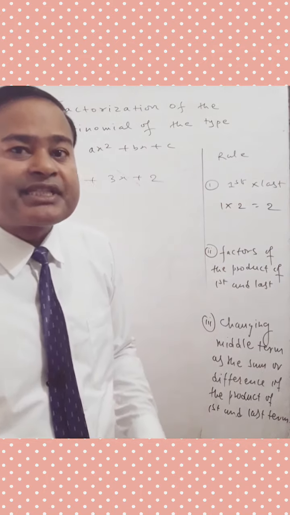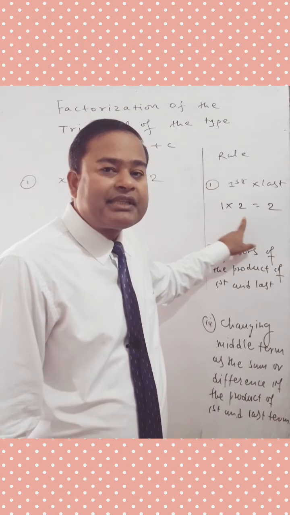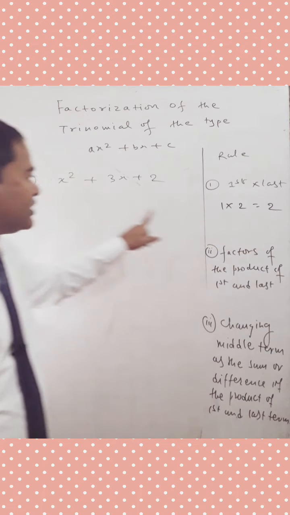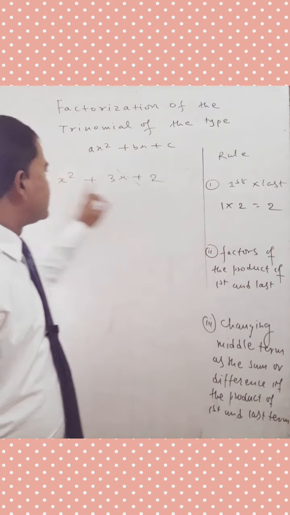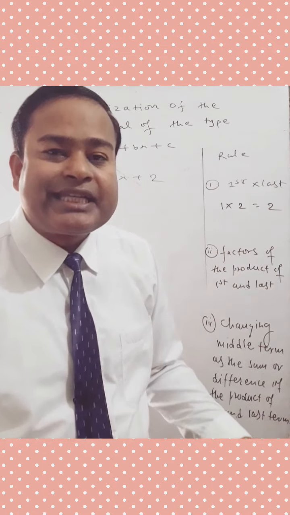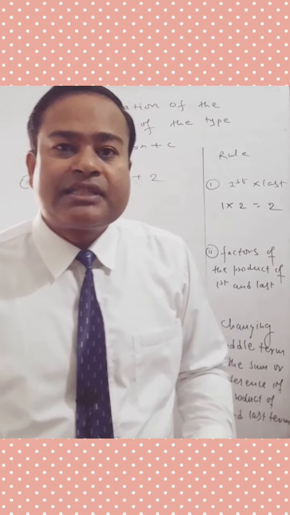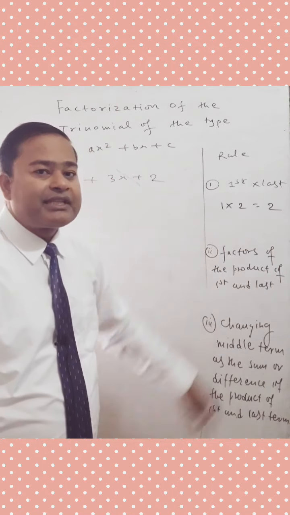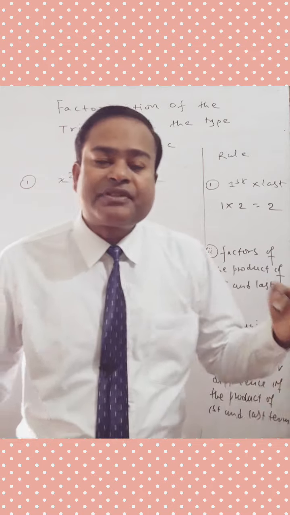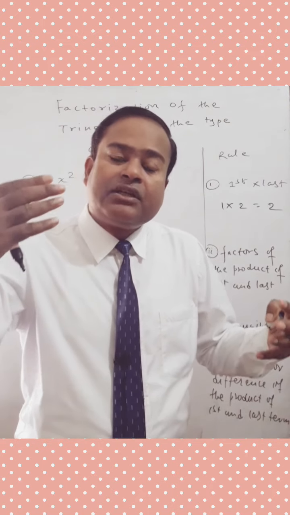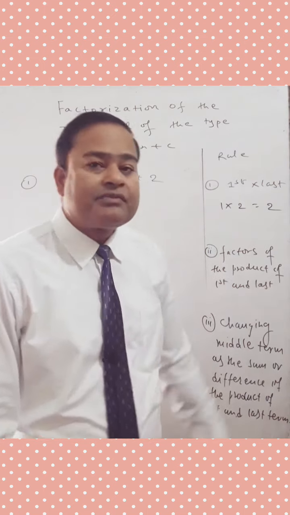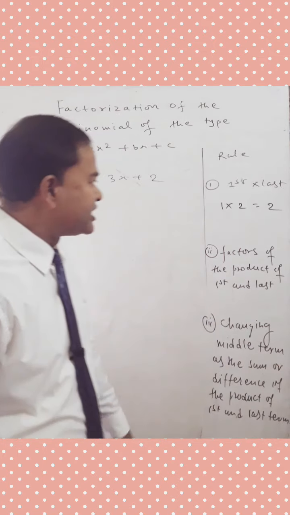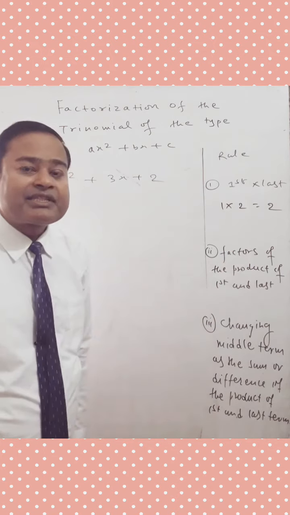By using the first into last method, we multiply the first term and the last term. While multiplying, we take the coefficient of x² and multiply it with the last term. So we have already got 1 into 2, which is 2. The first step of factorization is multiplying the first and last term. Now the second step: after multiplying the first term and the last term, we have to find the factors of the product of first and last term, which is already 2.